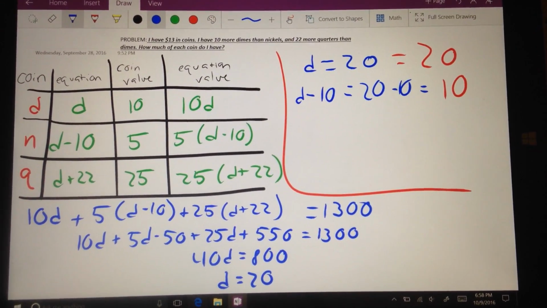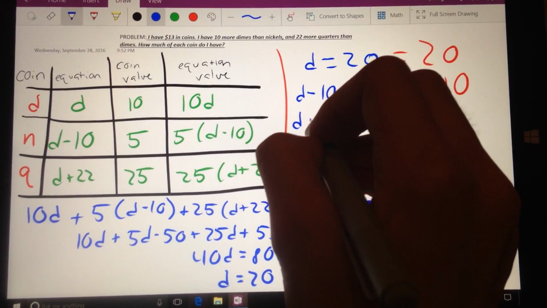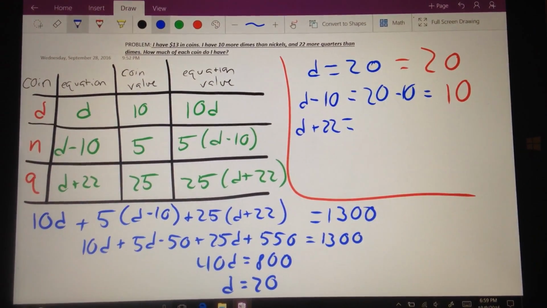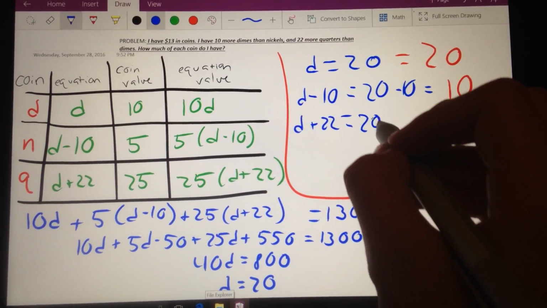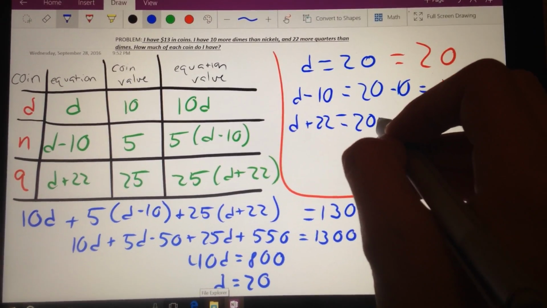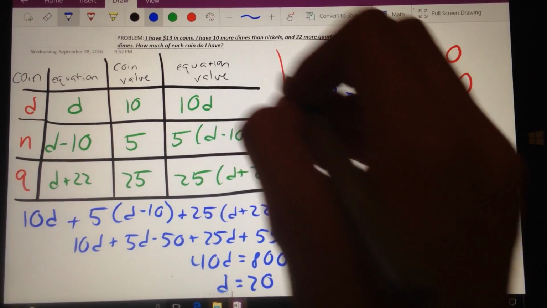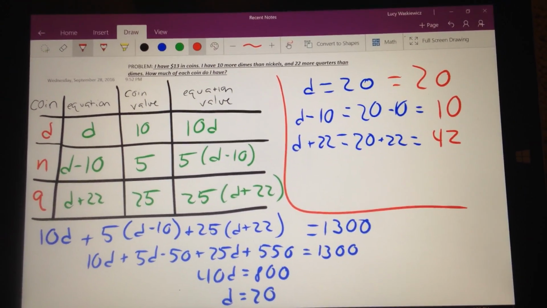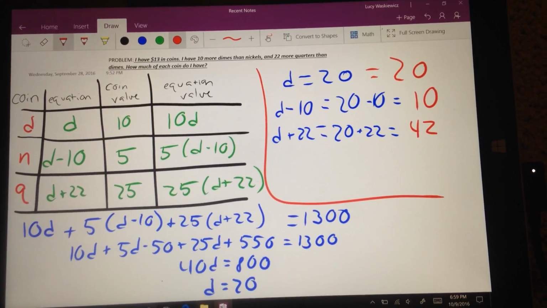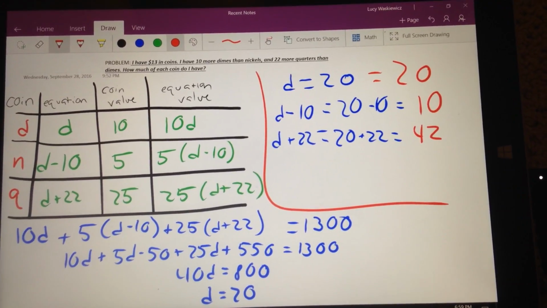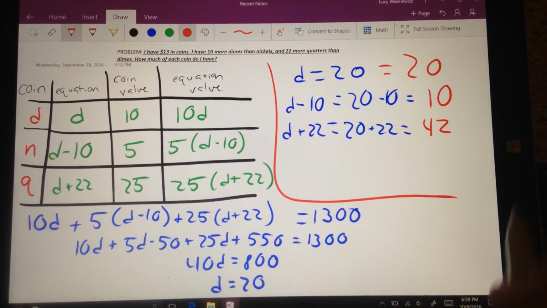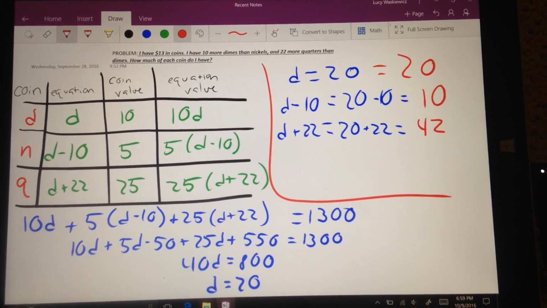The number of quarters was equal to d plus 22, the number of dimes plus 22. We now know that the number of dimes is 20, so this will equal 20 plus 22. The number of quarters is 42. By plugging in the number of dimes into each equation, we figured out that the number of dimes equals 20, the number of nickels equals 10, and the number of quarters equals 42.